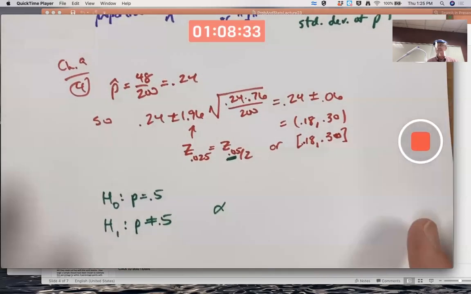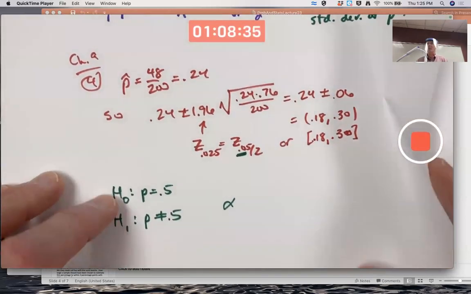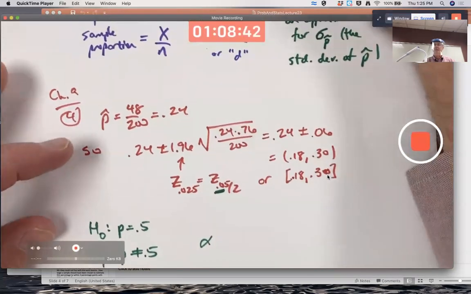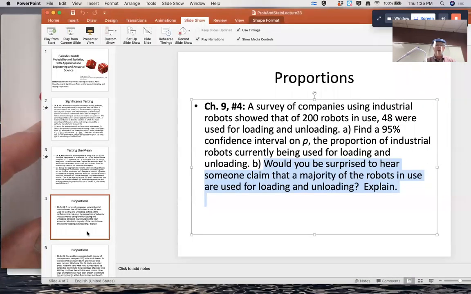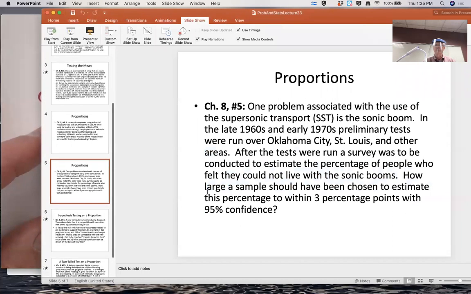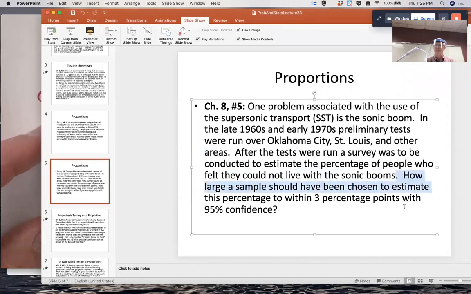It's not in your test. We'll talk about it more next Tuesday. You can do pure hypothesis testing problems as well. Well, there are also problems about how large a sample size should you have to get given margins of error. I'm going to skip this problem for the moment.